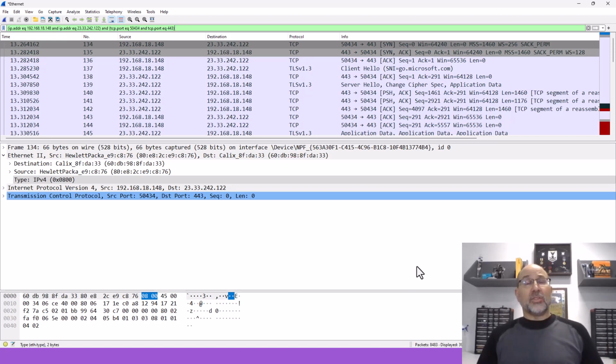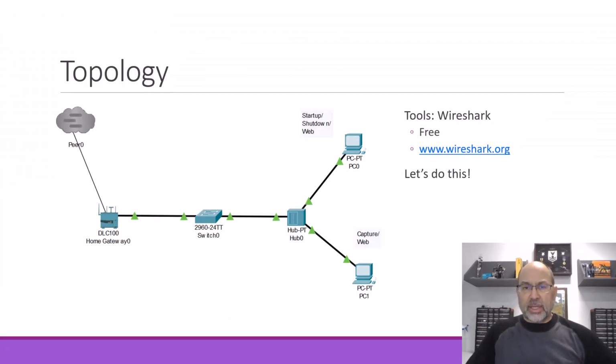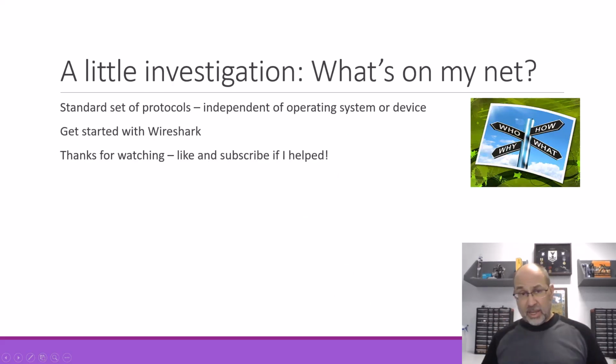Well, I think that's enough for getting us started and kicking off the summer. So that was it. That was just that small topology, 8,000 packets, just one node starting up and shutting down, one node capturing, and then both of them opened up browsers. So this has been a little tiny investigation into what's on my network.